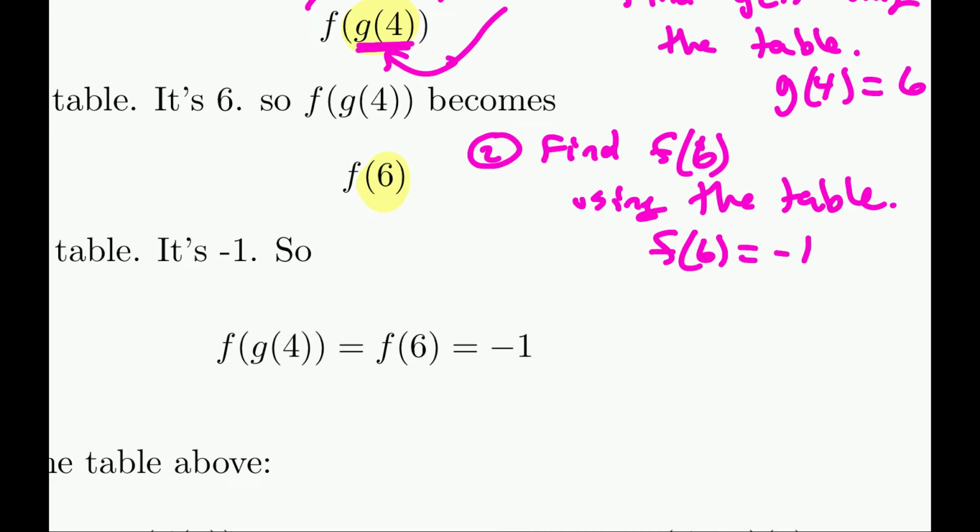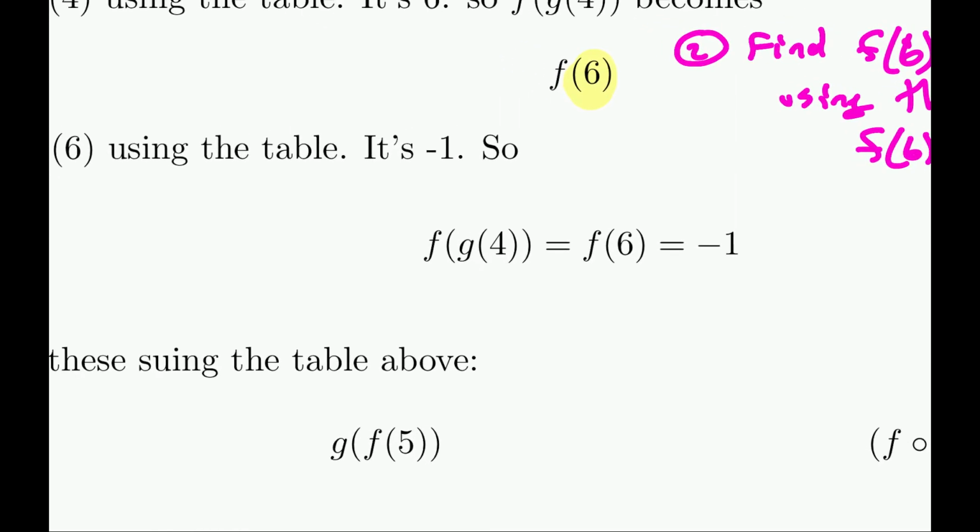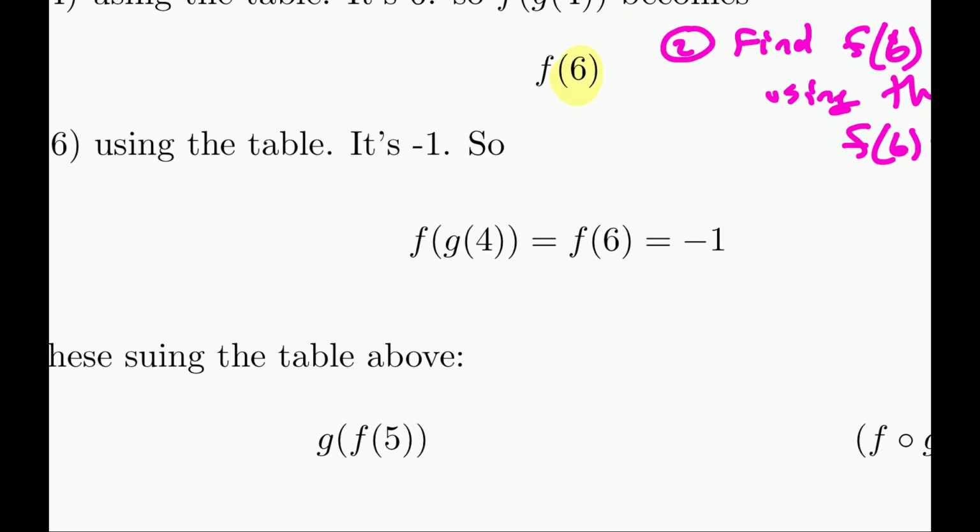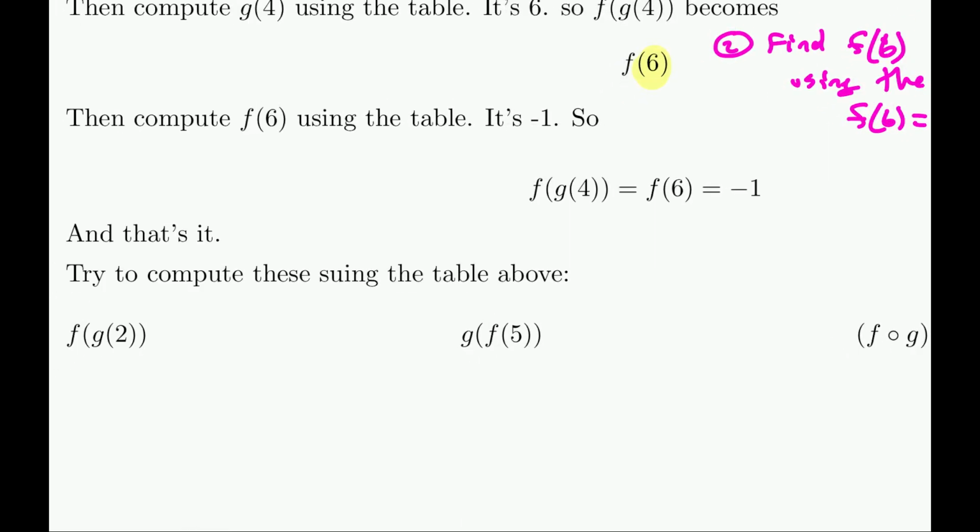And there you go. To summarize, you can just write this in one single line. You can say f of g of 4, but g of 4 is 6. And then f of 6 is -1. And that's your answer. Okay, so that's how compositions are worked out.